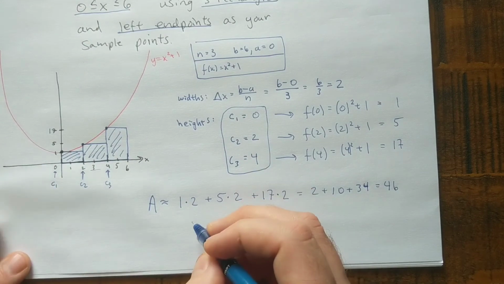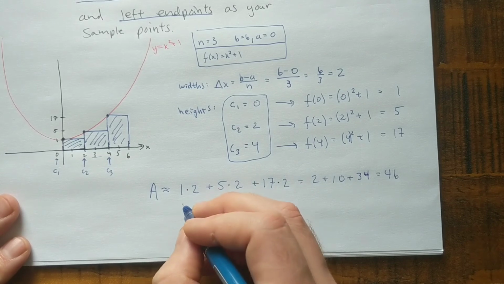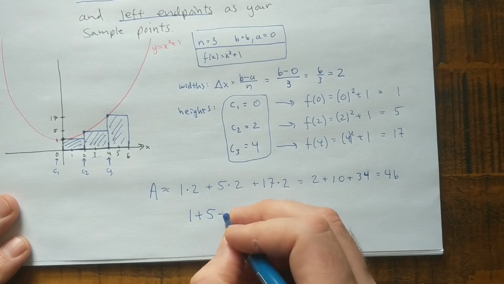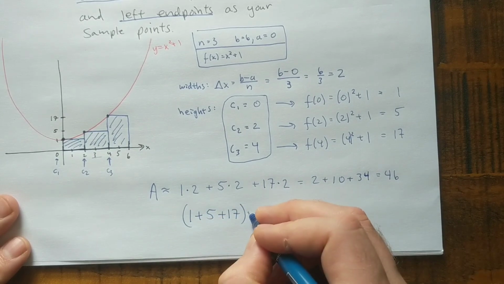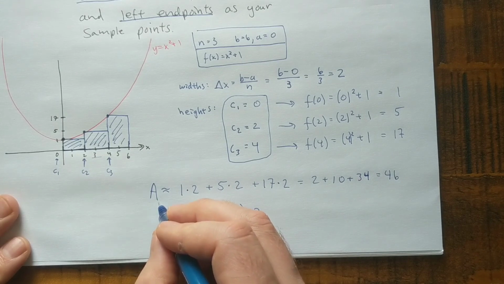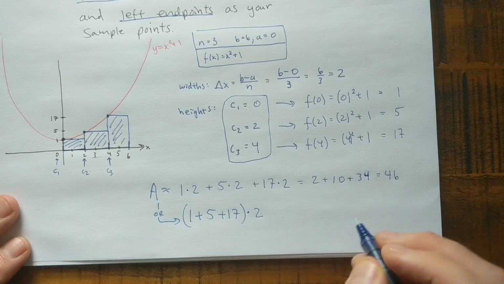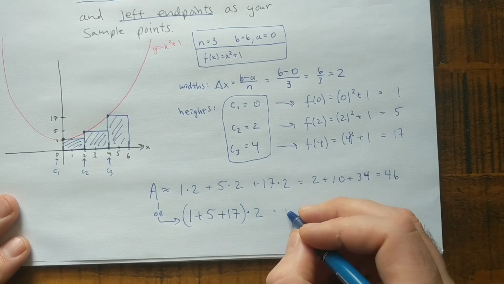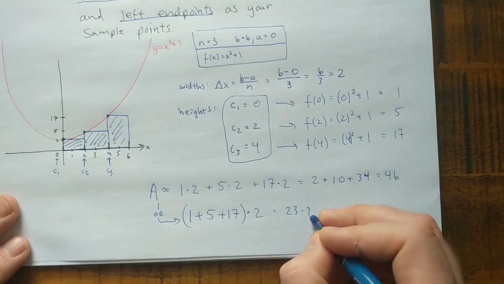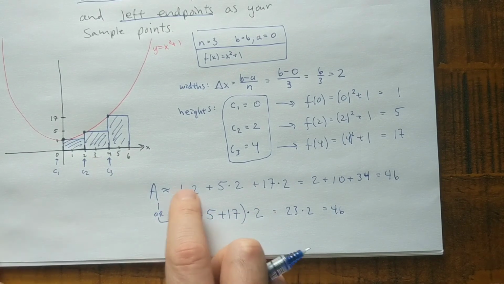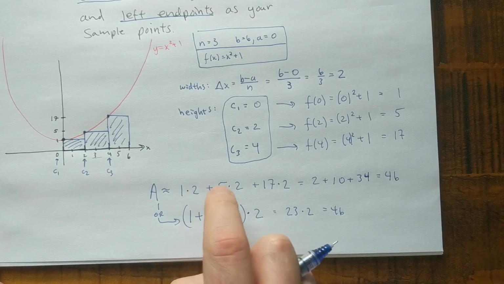Another thing you should notice here is that there's sometimes a shortcut. Notice that since the width is always the same, I can factor this out. So it might actually be easier to compute it this way. In this case it'd be 1 plus 5 plus 17, which is 23, times 2, which is 46. So either way you do it, you can either add up all the heights and multiply by the width, or do each rectangle individually.